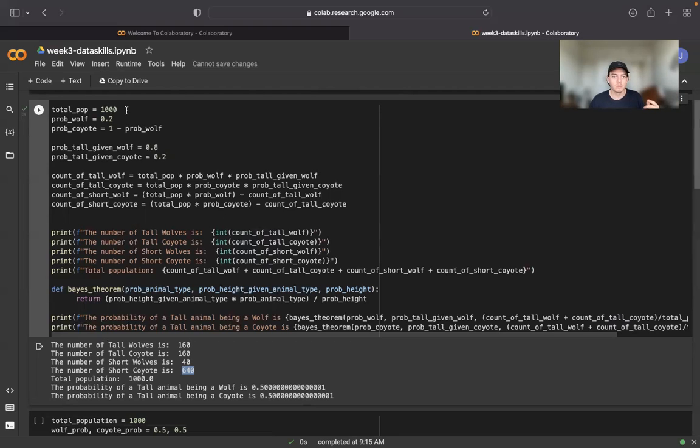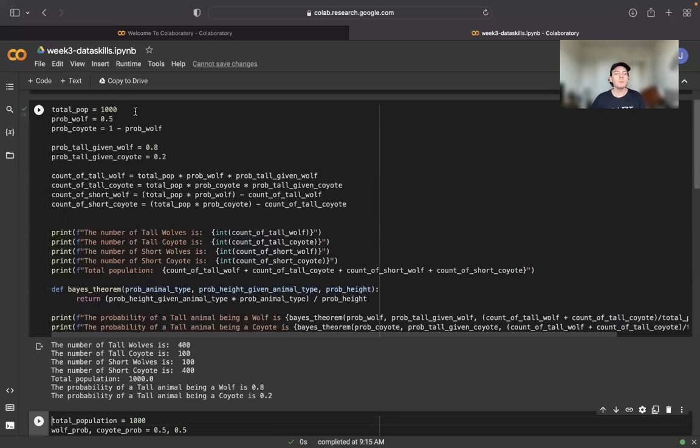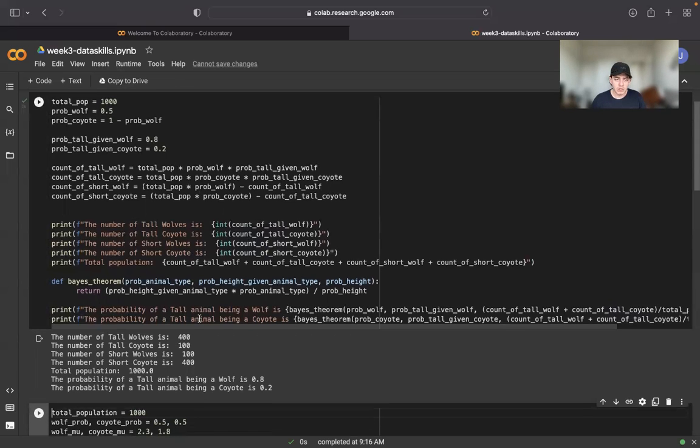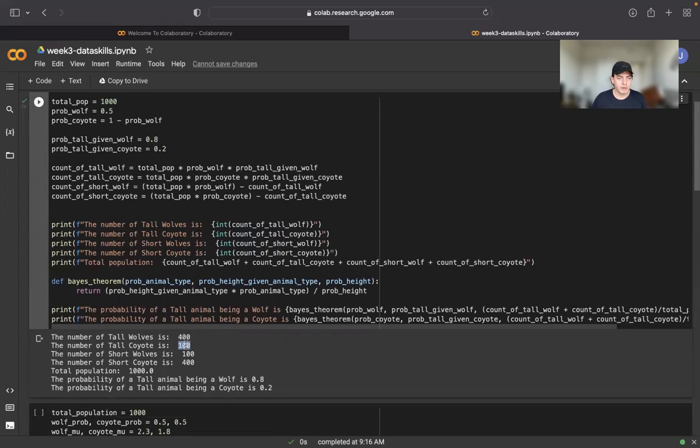Let's change some other variables. Let's say that the probability is about half for the encounter of a wolf or a coyote. Again, you can see how this has changed. We can see that the tall wolves is 400, tall coyotes is 100, short wolves is 100, short coyotes is 400. And so 500 populations each evaluates to a total population of 1,000. That makes sense. And then you can see that the probability of the animal being a wolf is actually 80%.